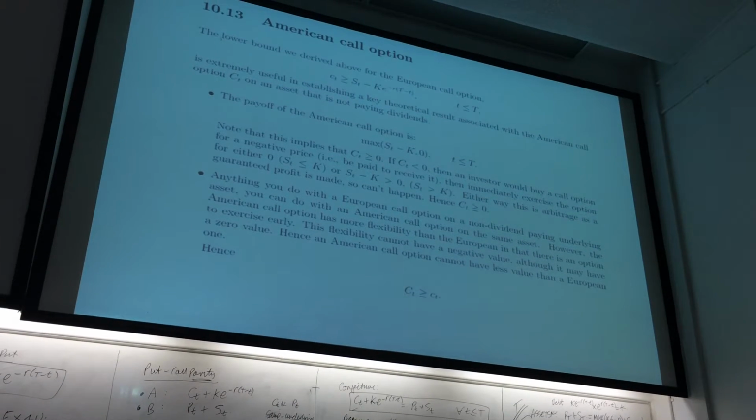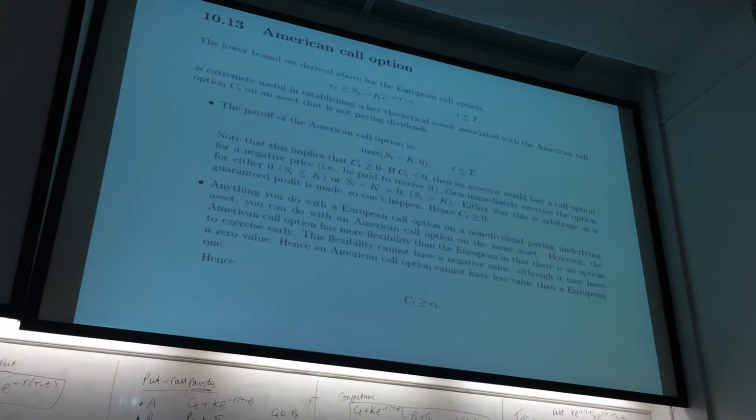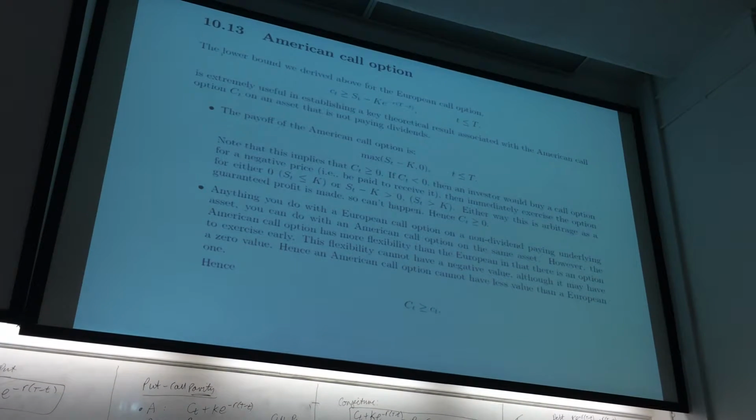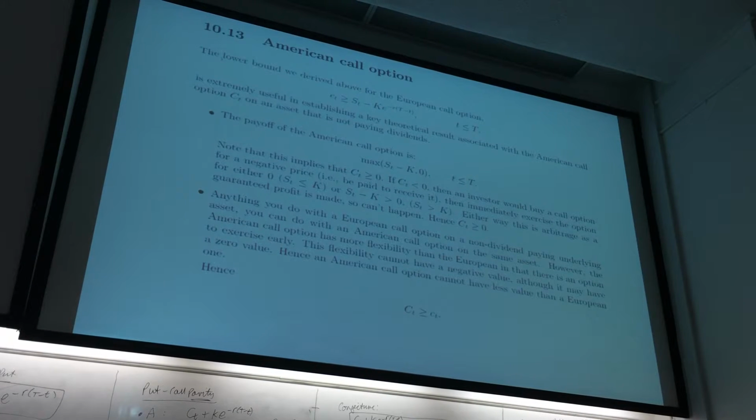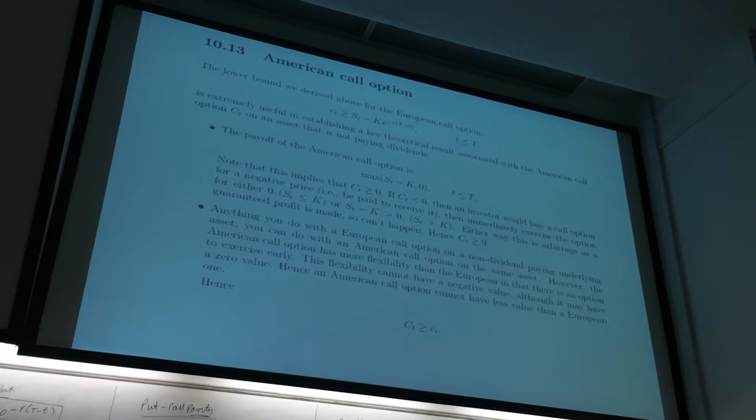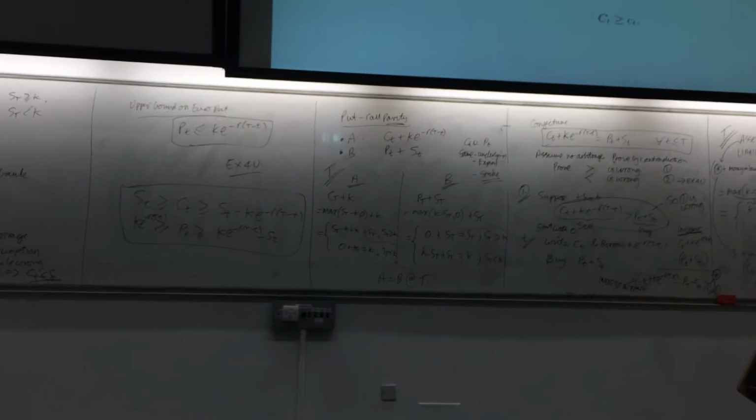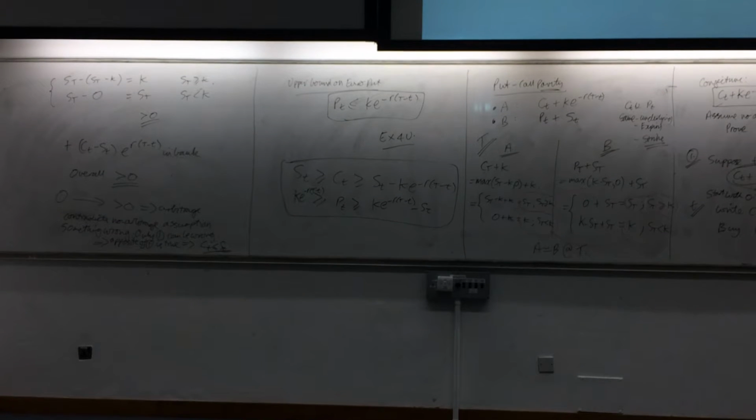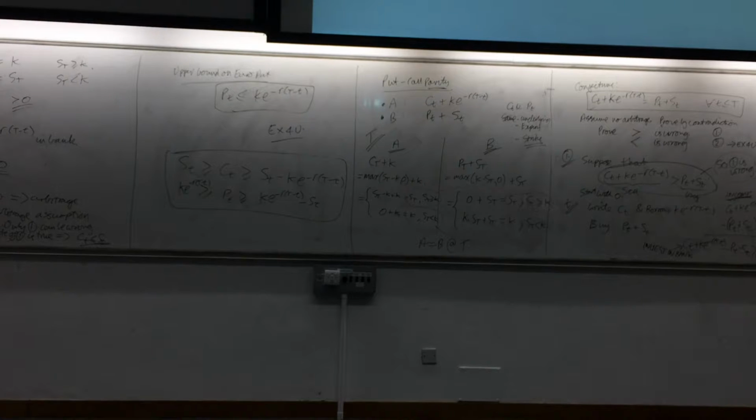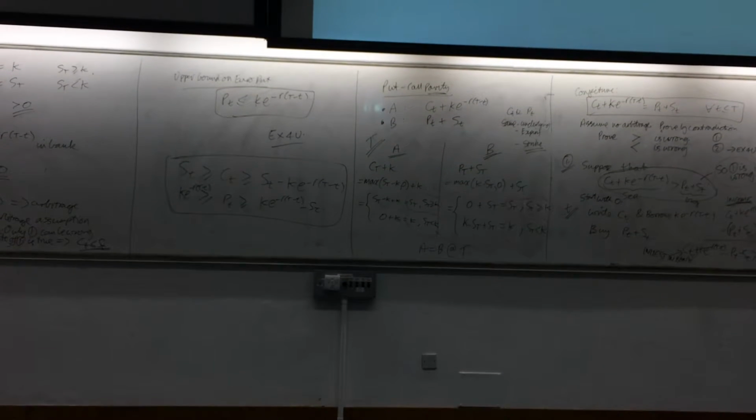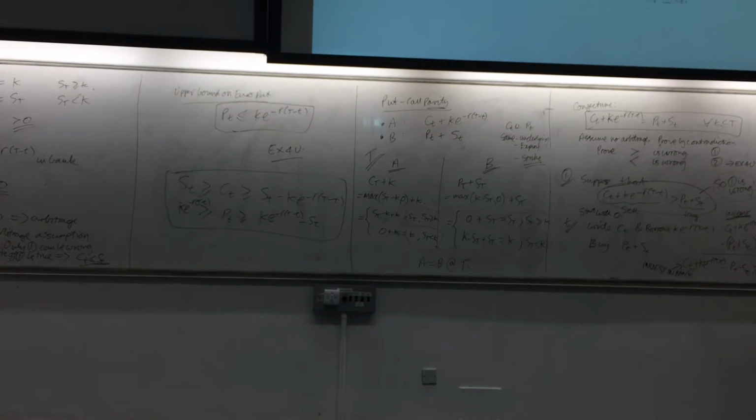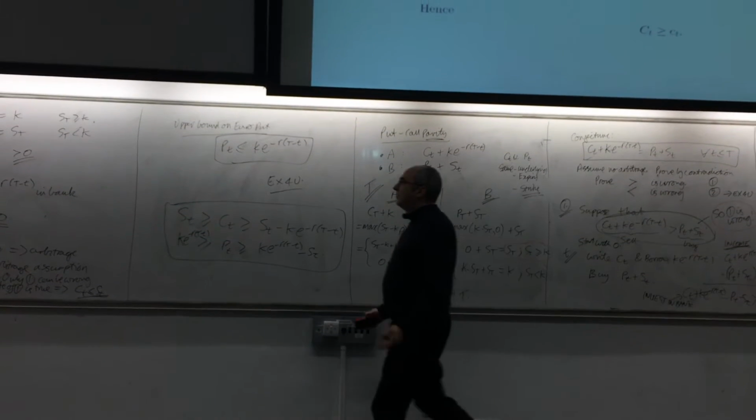American call options. If you recall, American call options give you the right, but not the obligation, to buy something at an agreed price at any point between the purchase date of the option and the expiry date. The European call option only allows you to make that decision at the expiry date. So the American options give you a much longer time scale. So the question is, what is the value of an American option?